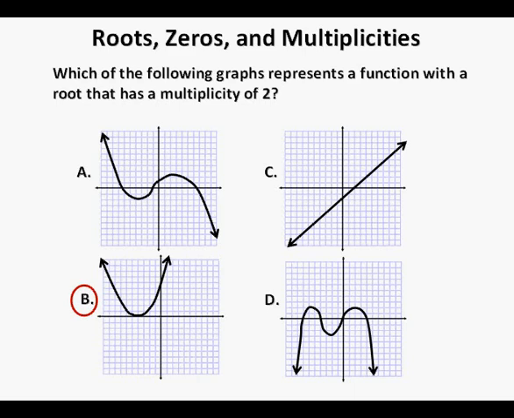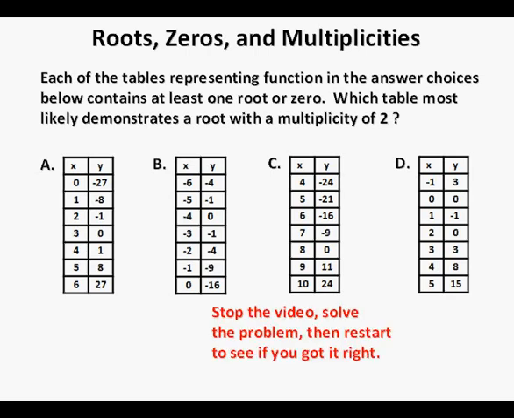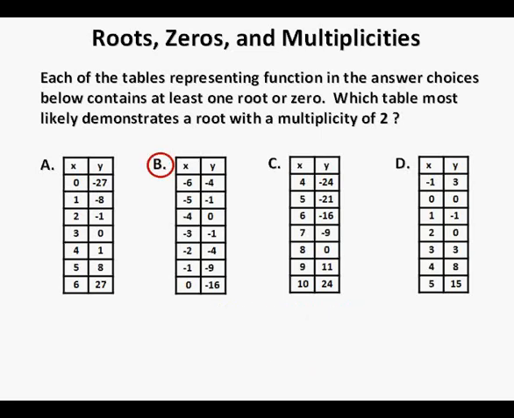Each of the tables representing functions in the answer choices contains at least one root or 0. Which table most likely has a root with a multiplicity of 2? Stop the video, solve the problem, then restart to see if you got it right. The correct answer is B. The values approach the x-axis in table B from below, then after touching the x-axis the values go lower again without going above the x-axis.